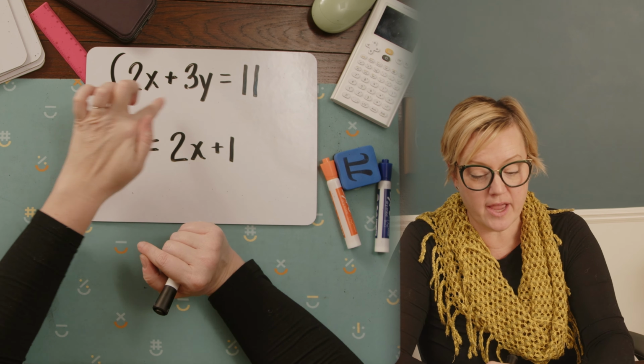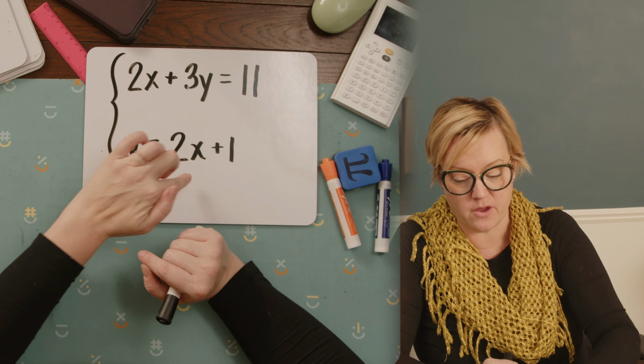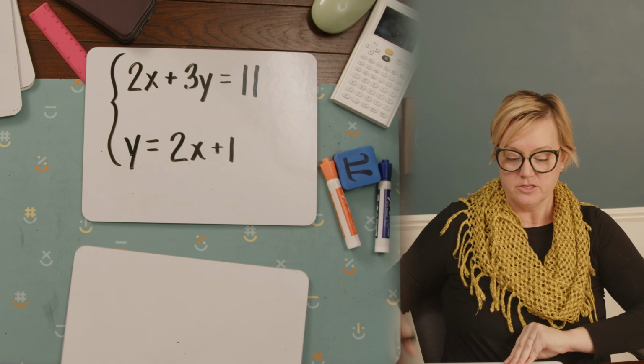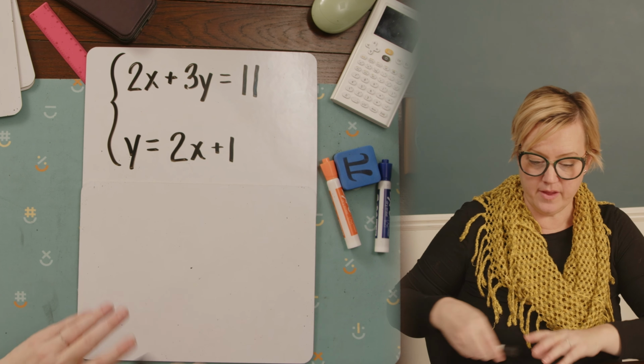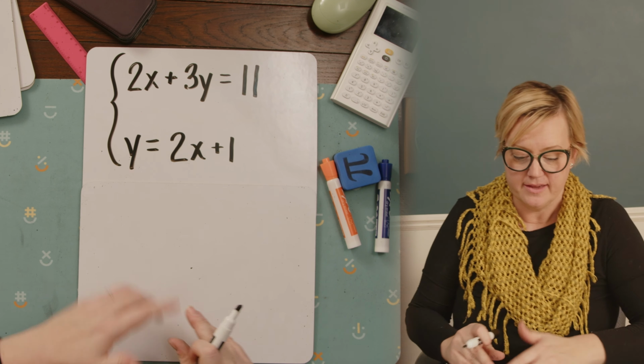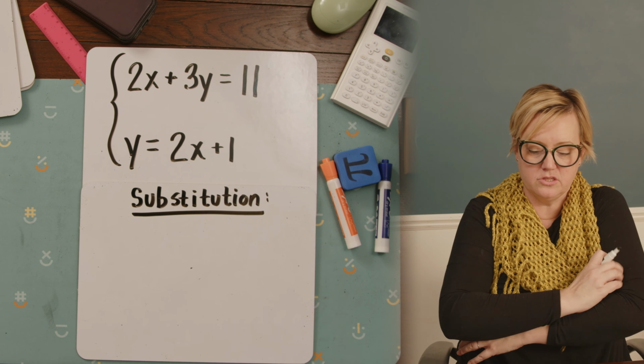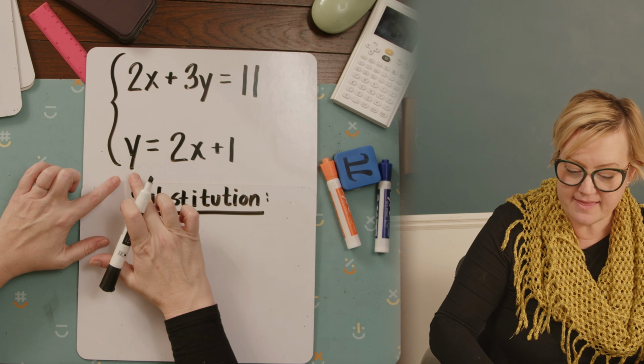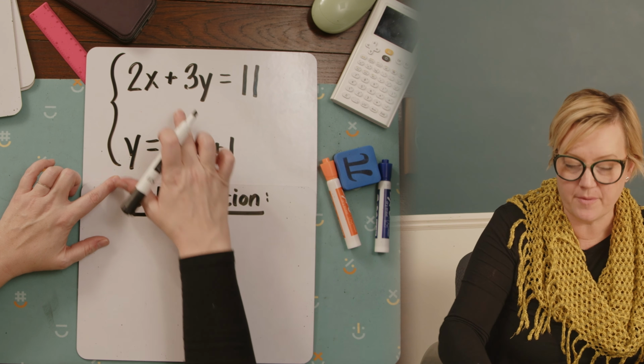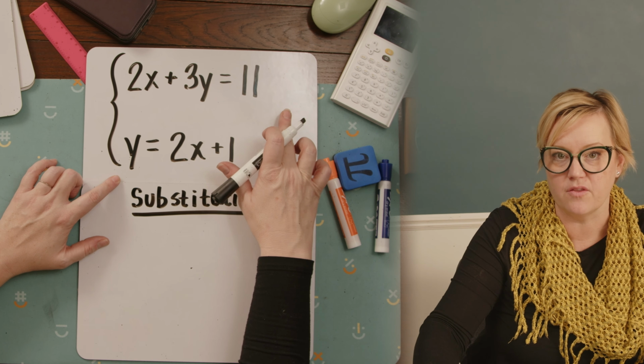So I've got 2x plus 3y equals 11 and y equals 2x plus 1. So what I'm going to do is take this one. This is solving by substitution. I'm going to take this y equals 2x plus 1 and substitute it up here in this other one.